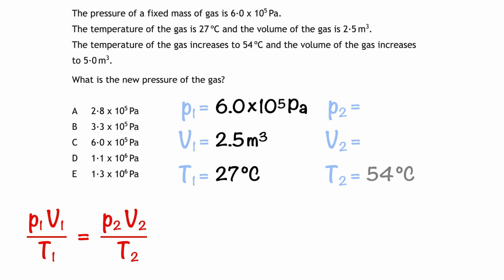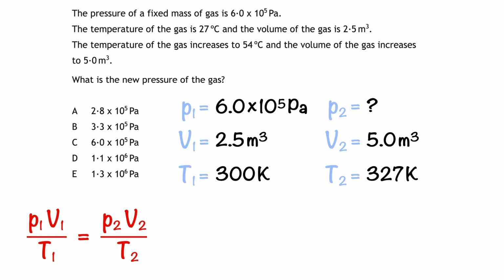The most important thing to note with this equation, as well as any other gas law that includes temperature, is that it only works if temperature is converted to Kelvin. To do that, we have to add 273 to the Celsius temperature. That makes initial temperature T1 equal to 27 plus 273, which is 300 Kelvin, and final temperature T2 equal to 54 plus 273, which is 327 Kelvin.